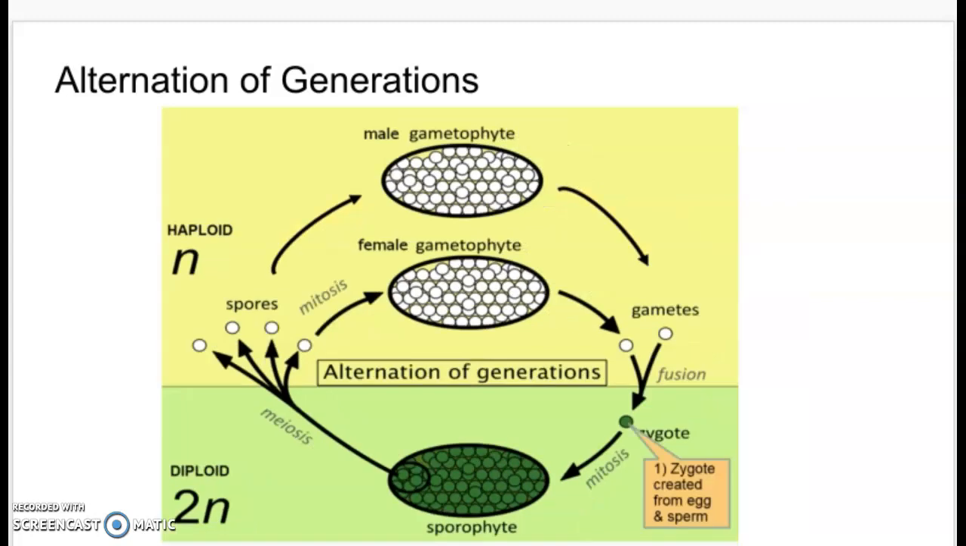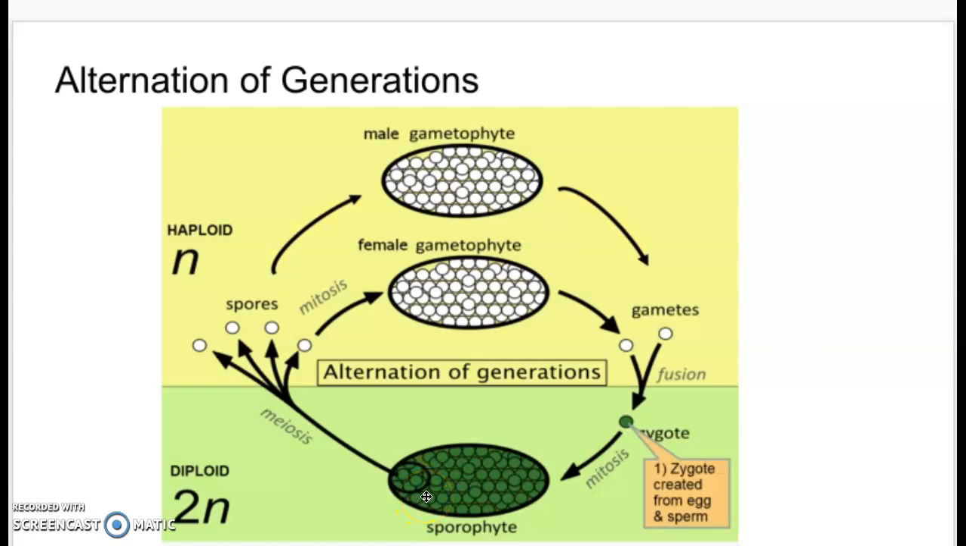So to start, the zygote. Remember, the zygote is basically the diploid, and it's created from an egg and a sperm. An egg and a sperm come together and then fertilize to make a zygote. Now this zygote goes through mitosis. It divides and divides and divides. And now, just like fungi, you have a whole bunch of zygotes that have divided through the process of mitosis. All of these have the same genetic information.